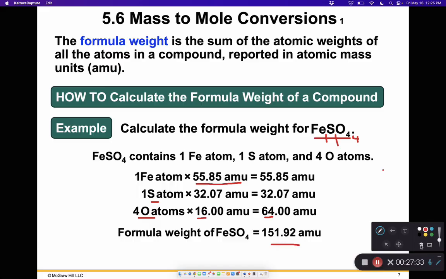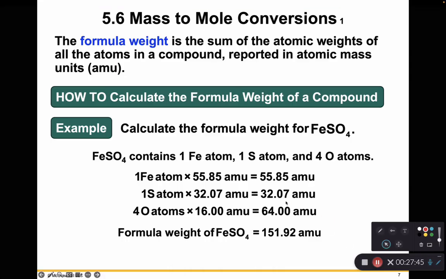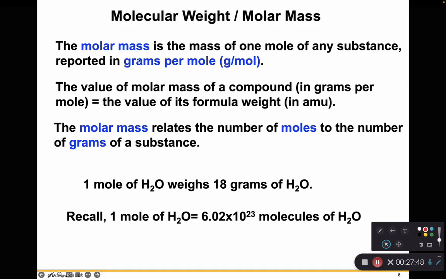Okay, so we will use the molecular weight as a conversion factor to convert from moles to grams or grams to moles. How to do that? Let me show you. The molar mass is the mass of 1 mole of any substance. 1 mole of something will weigh the molar mass of that thing. The value of the molar mass of a compound is the value of its molecular weight. That is the value of 1 mole.